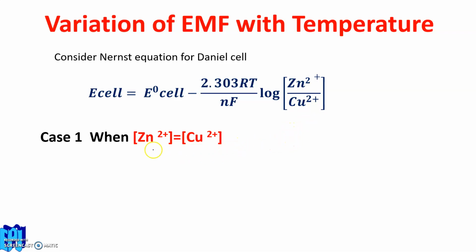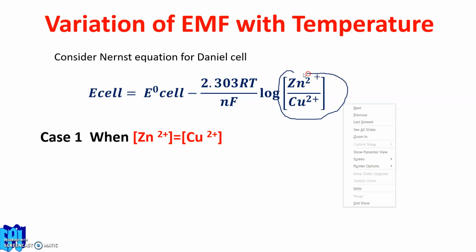I am considering three cases. Case number one is concentration of Zn2+ equal to concentration of Cu2+. Just look at these terms. Concentration of Zn2+ and concentration of Cu2+ are the same. So what will happen? This value, the ratio of Zn2+ to Cu2+, becomes 1.